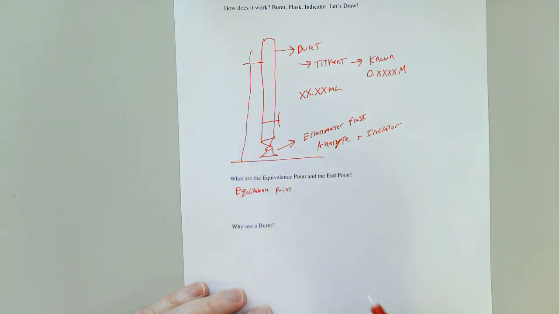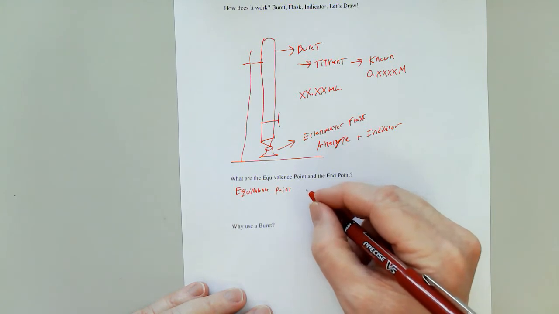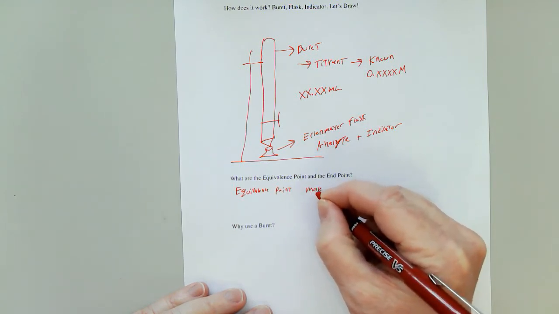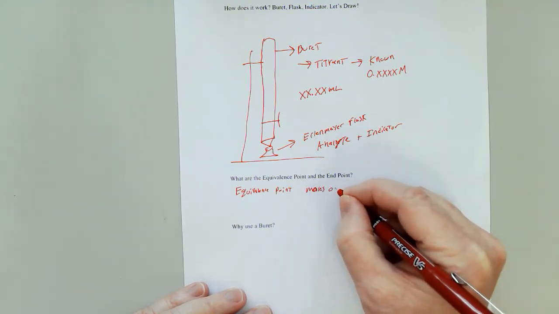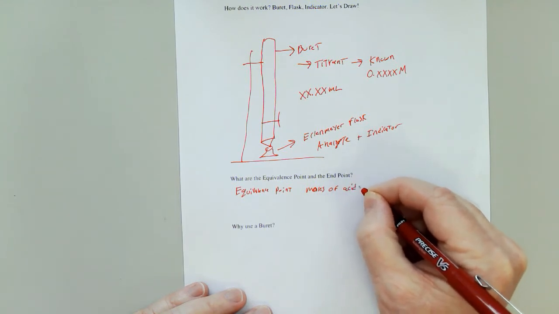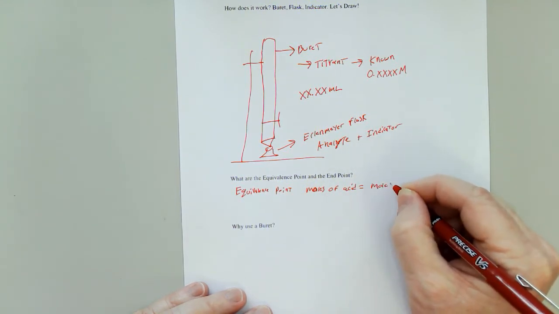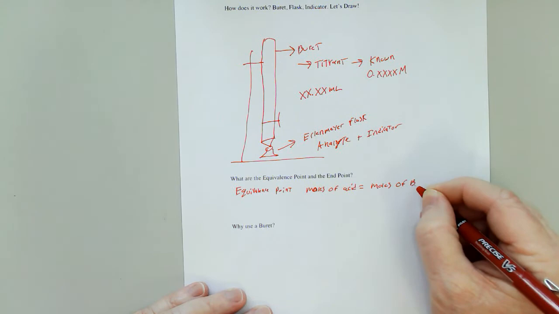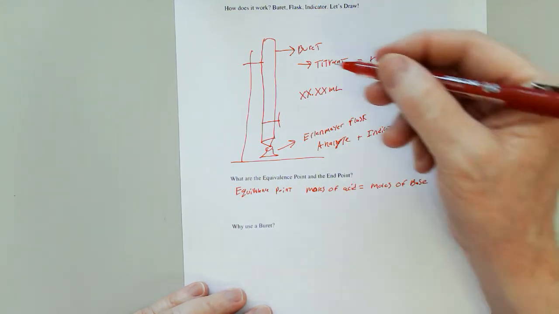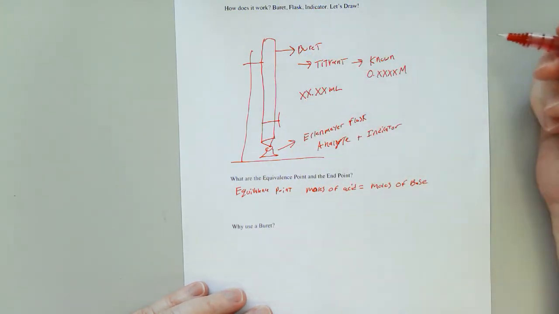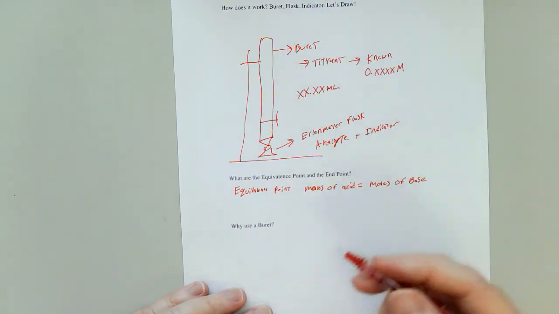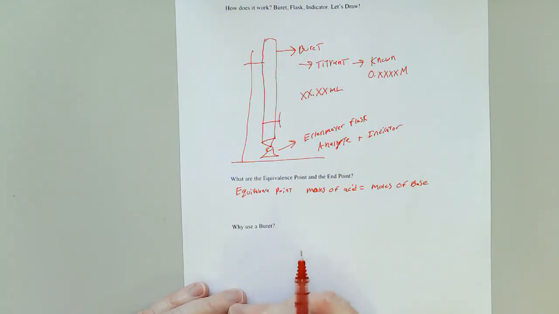Now, the equivalence point when you do a titration, the equivalence point is when you have moles of acid, M-O-L-E-S, equal to the moles of base. Now the acid can be the titrant or the analyte. The base can be the titrant or the analyte. They just have to be opposites. One's an acid, one is a base.